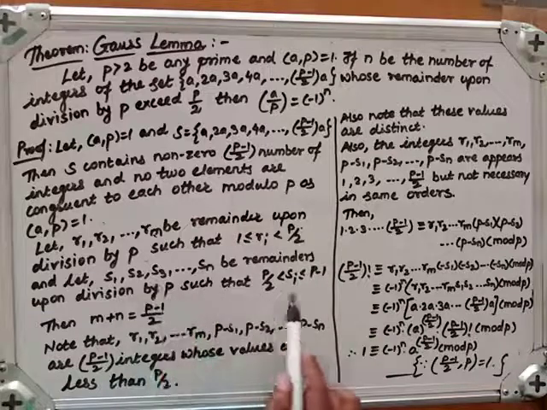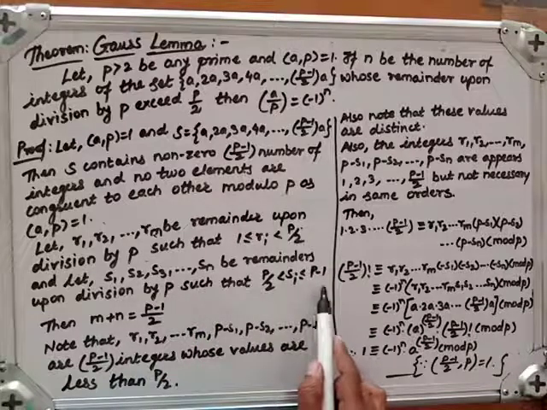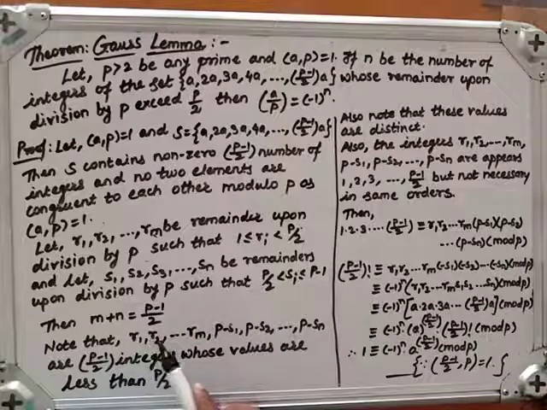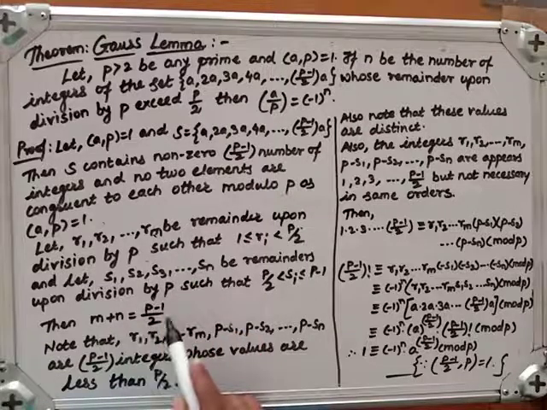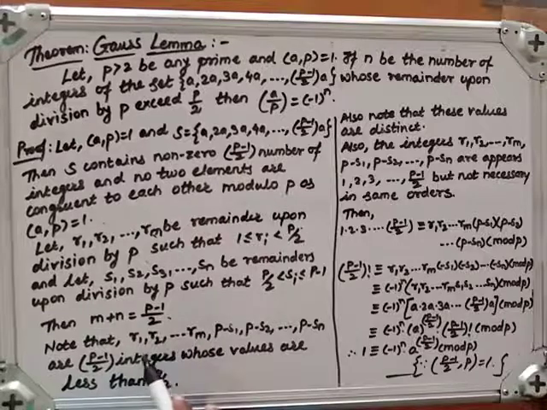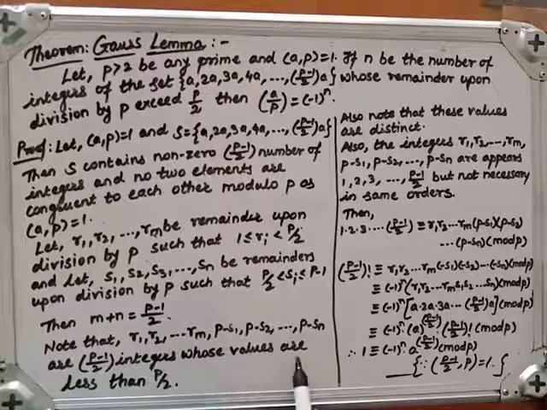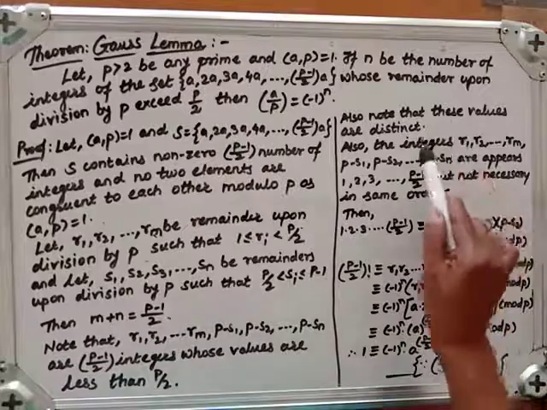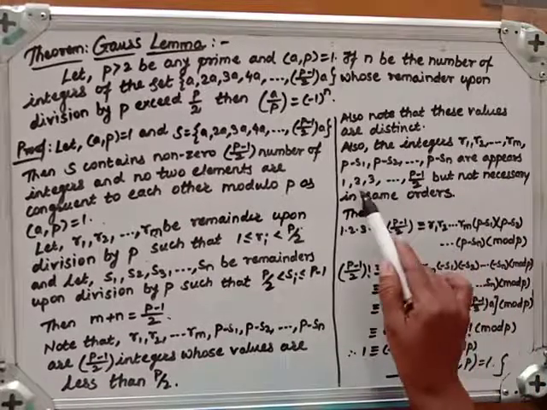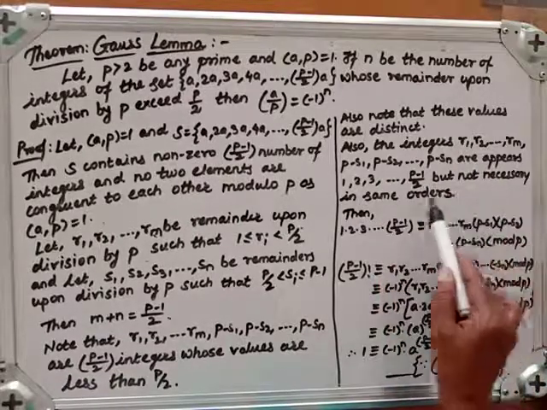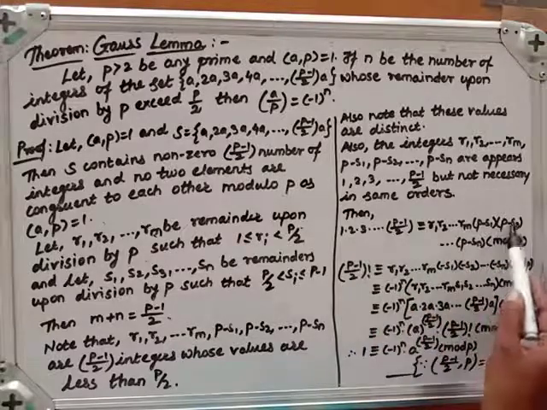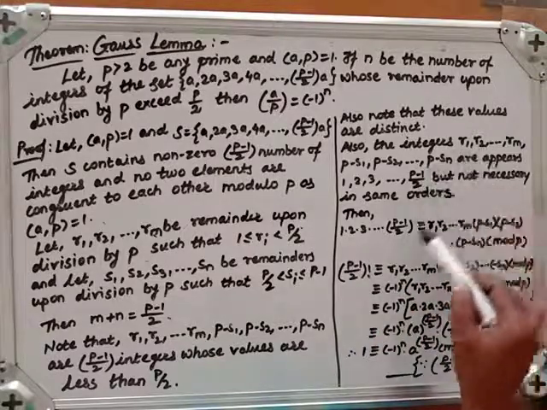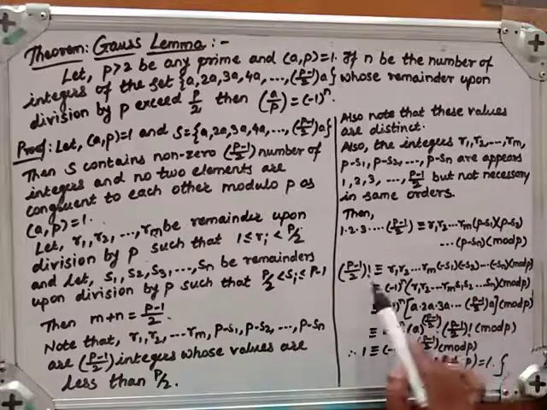Again, these are remainders where si lies between p/2 and p−1. Now what are these m and n? Together they are (p−1)/2 in number. So these are integers whose values are less than p/2. Also these are all distinct, and each appears in these, but not necessarily in the same order. Now this product is congruent to this product, they are congruent to each other modulo p.